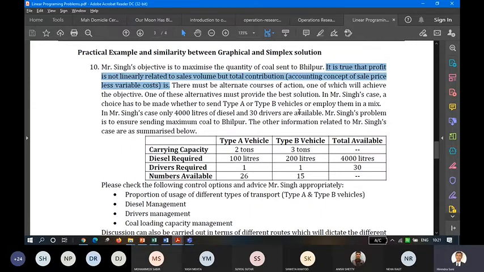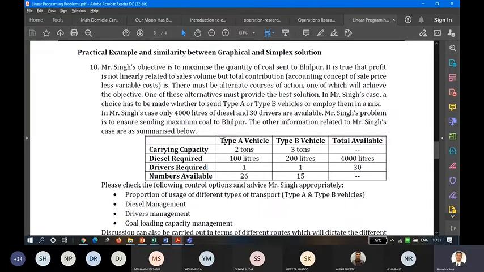Okay, so there must be alternate courses of action, one of which will achieve the objective. One of these alternatives must provide the best solution. In Mr. Singh's case, a choice has to be made whether to send type A or type B vehicles or employ them in a mix. In Mr. Singh's case, only 4,000 liters of diesel and 30 drivers are available. Mr. Singh's problem is to ensure sending maximum coal to Bhelpur. The other information related to Mr. Singh's case are as summarized below.